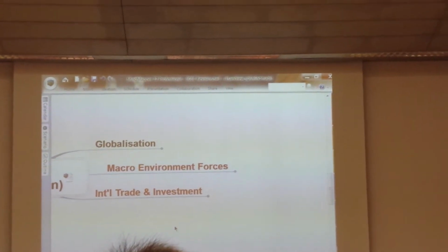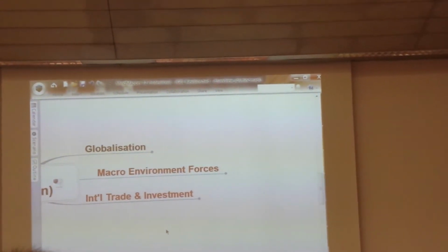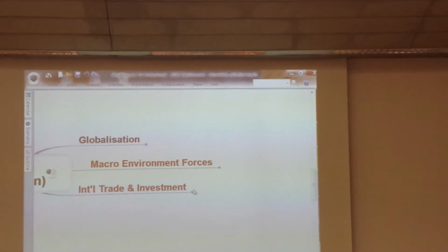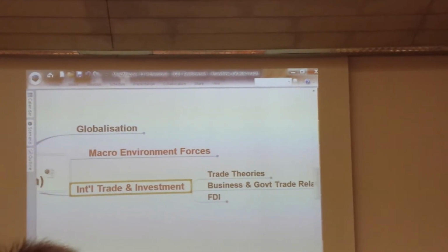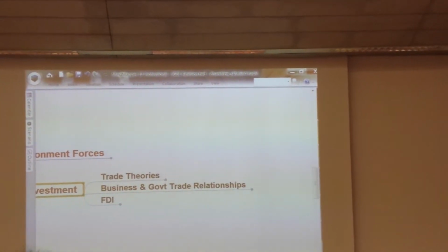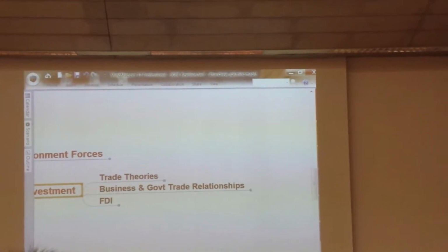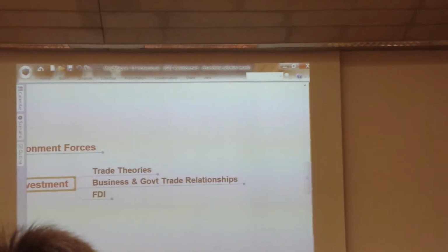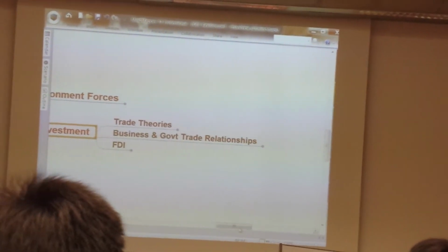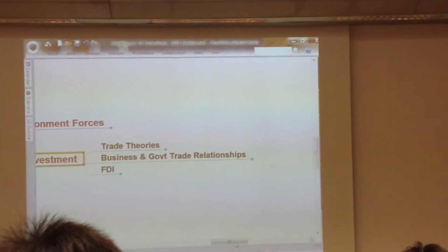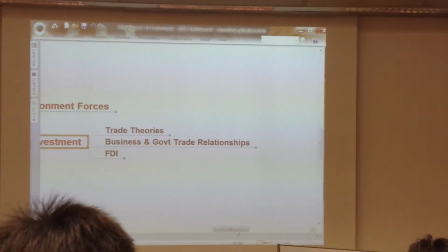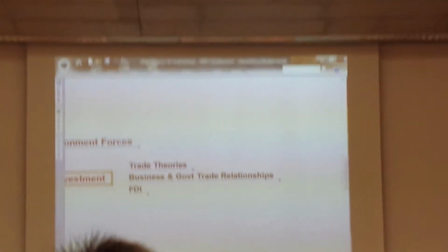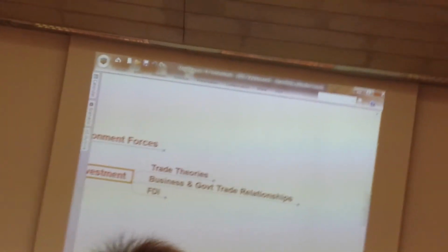So if you know the external factors, then what do companies do? You talk about international trade and investments. I think we covered that in 3 topics. Trade theories, the 5 different theories that you must know. Make sure you understand the concept, especially the later topics, the more modern theories like the theory of national competitive advantage, factor endowment, and international product life cycle theory, the more important ones, okay?